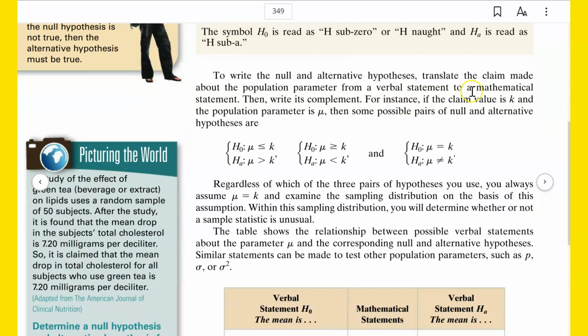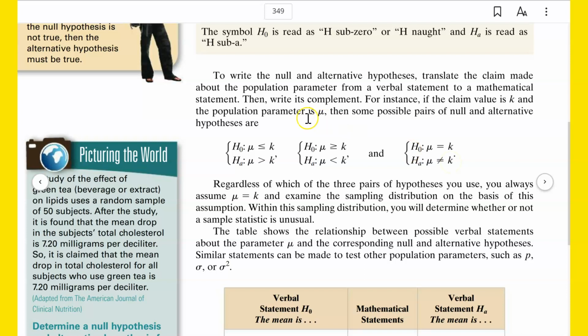To write the null and alternative hypotheses, translate the claim made about the population parameter from a verbal statement to a mathematical statement, then write its complement. For instance, if the claim value is k and the population parameter is mu, then some possible pairs of null and alternative hypotheses are, okay, let's just go back to our gas mileage example. The claim is that mu equals 50. So H0 would be mu equals 50. Then the alternative to that would be the opposite of that. Mu does not equal 50.